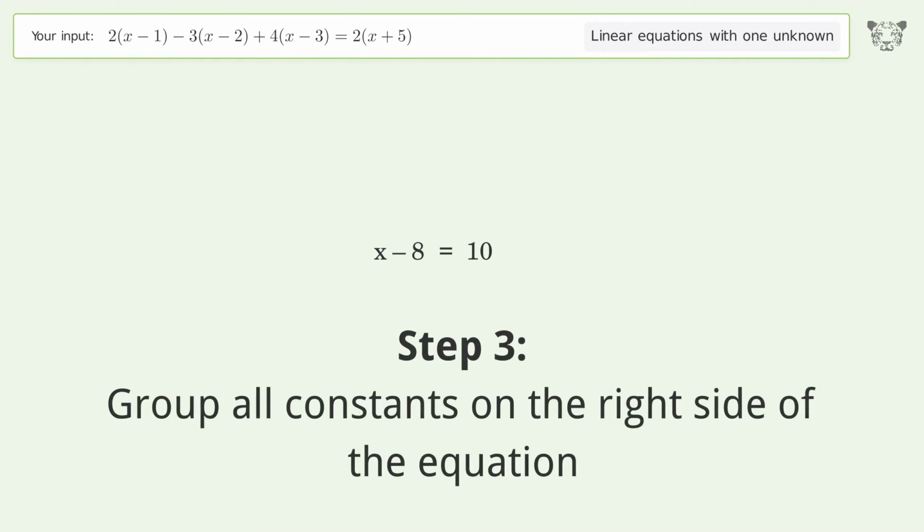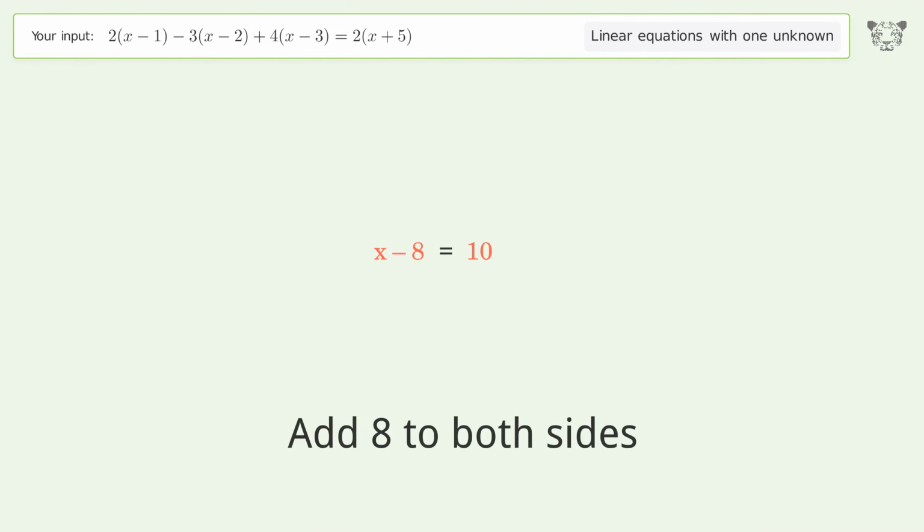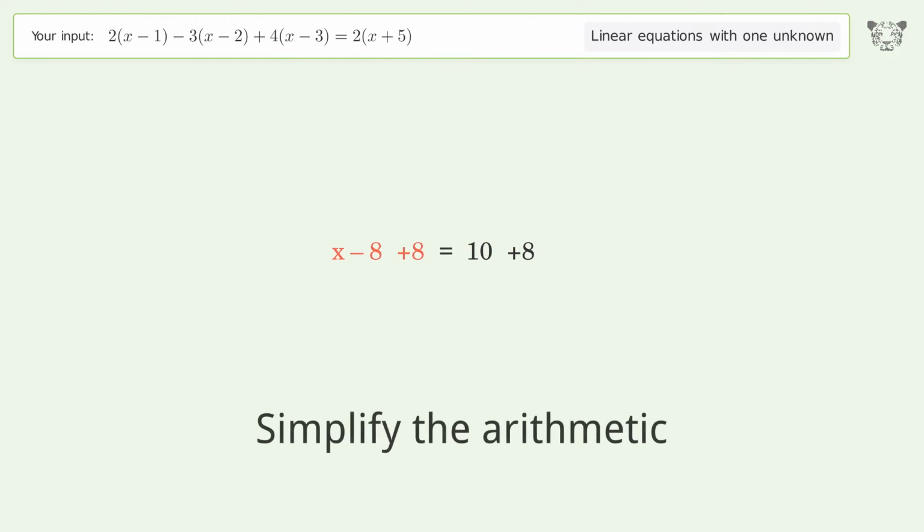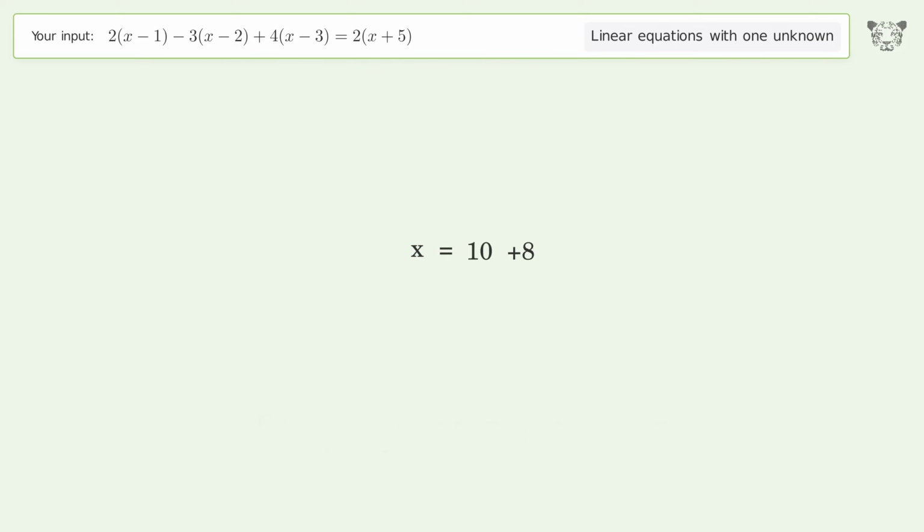Group all constants on the right side of the equation. Add 8 to both sides. Simplify the arithmetic. And so the final result is x equals 18.